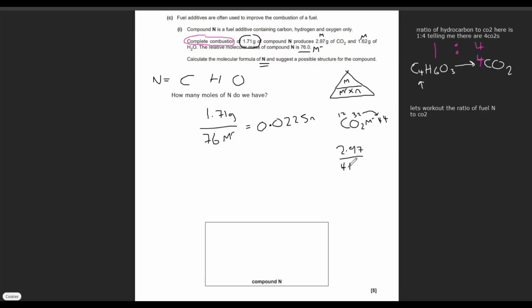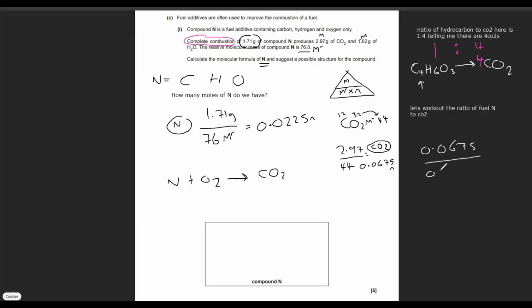So let's do 2.97, which is the mass of CO2, over the MR of CO2, which is 44: 12 for the carbon, 32 for the 2 oxygens, 16 each. If you divide 2.97 by 44, you're going to get 0.0675 moles of carbon dioxide. Let's take that 0.0675 moles of carbon dioxide and divide it by the moles of the fuel N, and the fuel N is 0.0225.